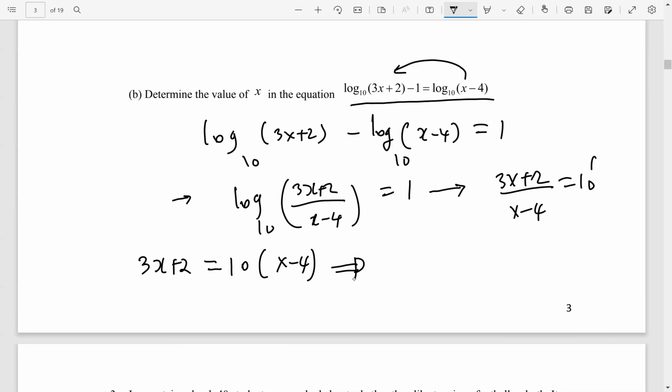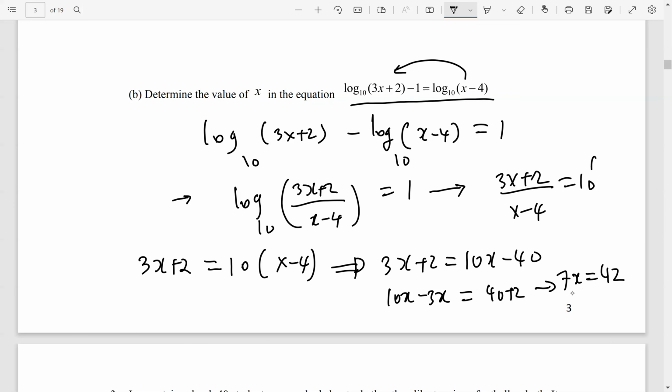We open the bracket, you have 3x plus 2 equals 10x minus 40. Collect like terms, so you have 10x minus 3x equals 40 plus 2. You have 7x equals 42. So x will be 42 over 7. The value of x is going to be 6, dear students.